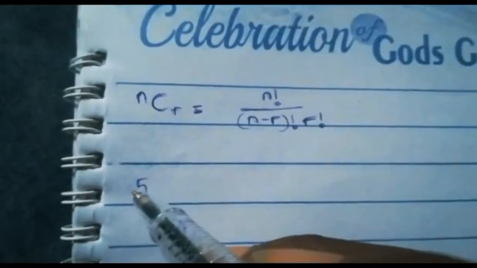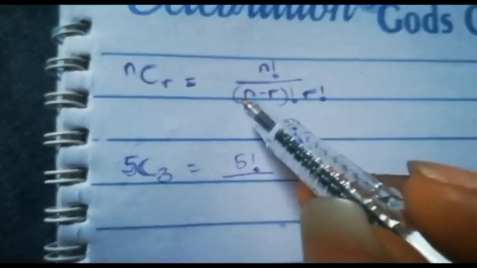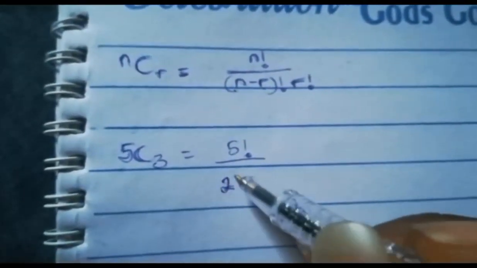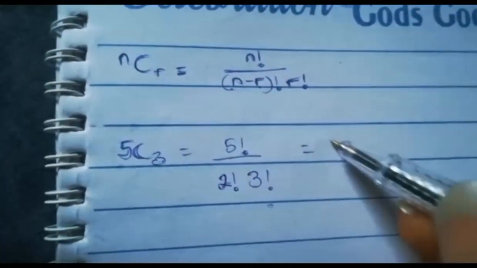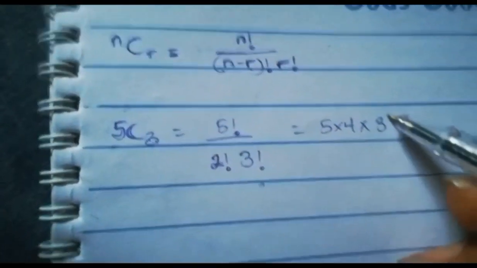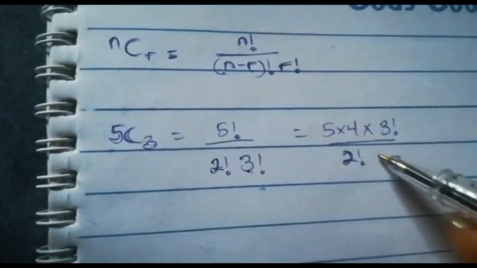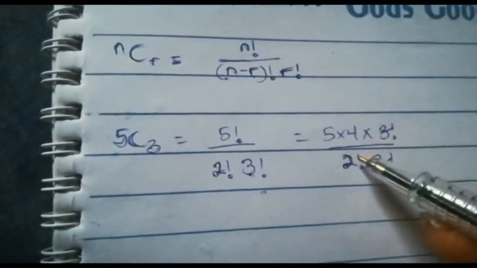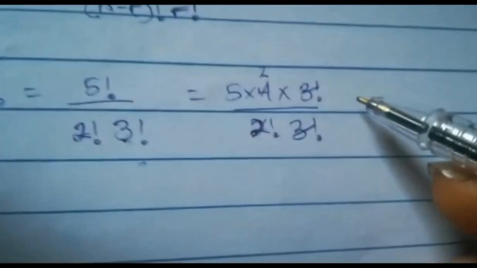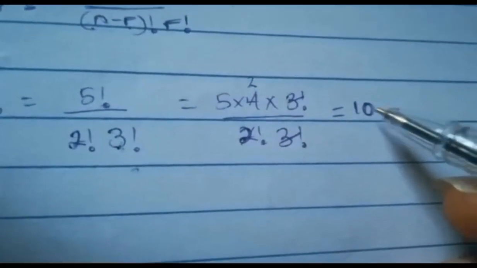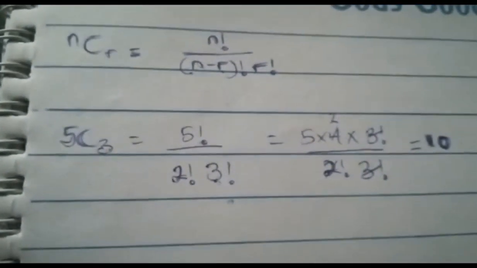So let's say we have 5 combination 3. That's going to be 5 factorial over 5 minus 3, which is 2 factorial, then your r factorial, which is 3, so that's 3 factorial. So you can do 5 times 4 times and stop at 3 factorial, because 3 is the highest factorial at the bottom. So times 2 factorial, 3 factorial. We can cancel this out. 2 factorial is 2 times 1, which is still 2. 2 in 4 gets 2. So our answer is 5 times 2, which is 10. So 5 combination 3 gives us 10.